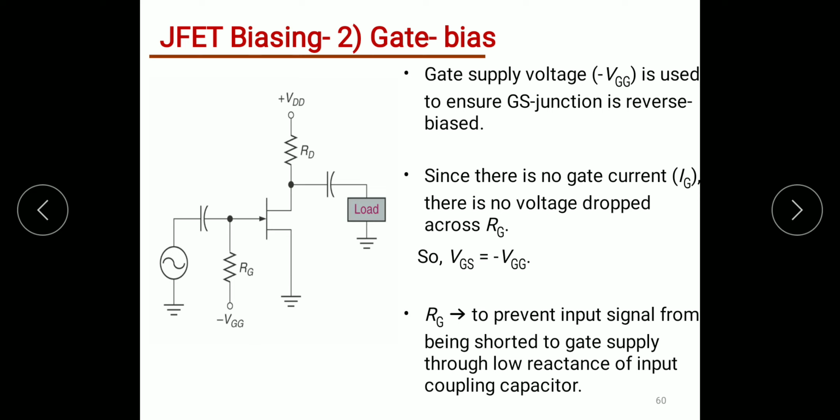This is gate bias. Here we are using minus VGG to ensure the GS junction is reverse biased.